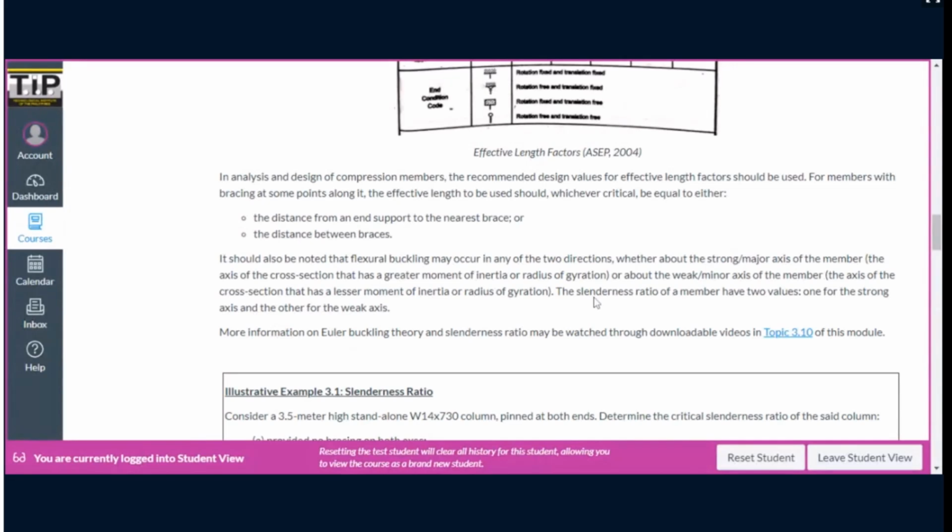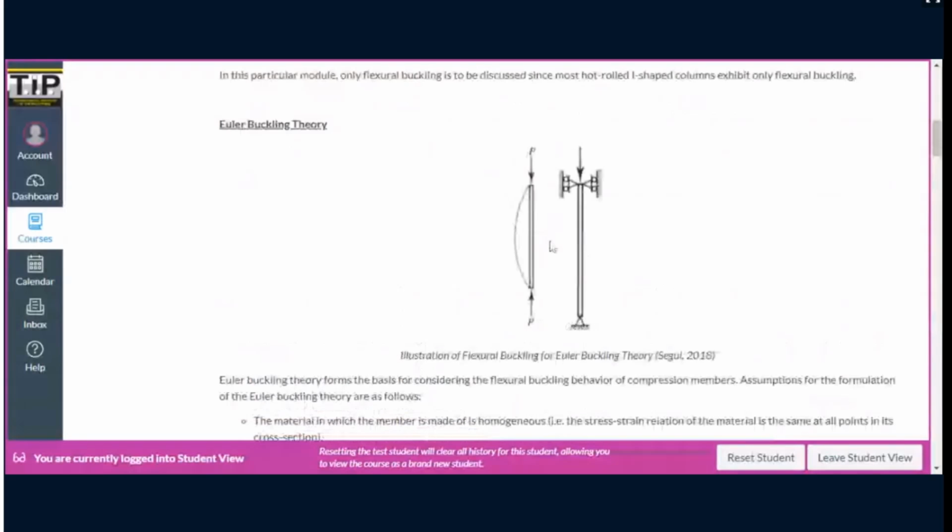Okay. So the slenderness ratio of a member has two values. One for the strong axis and the other for the weak axis. Okay, so more information: may dalawang slenderness ratio palagi ang column. About the X and about the Y.